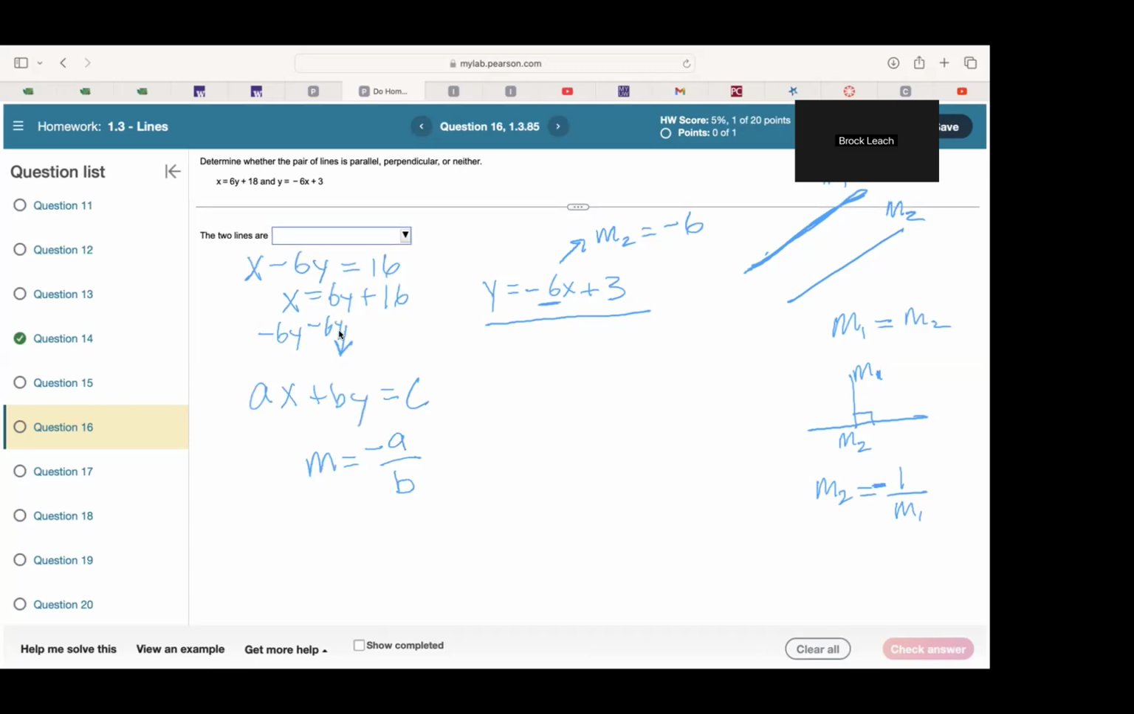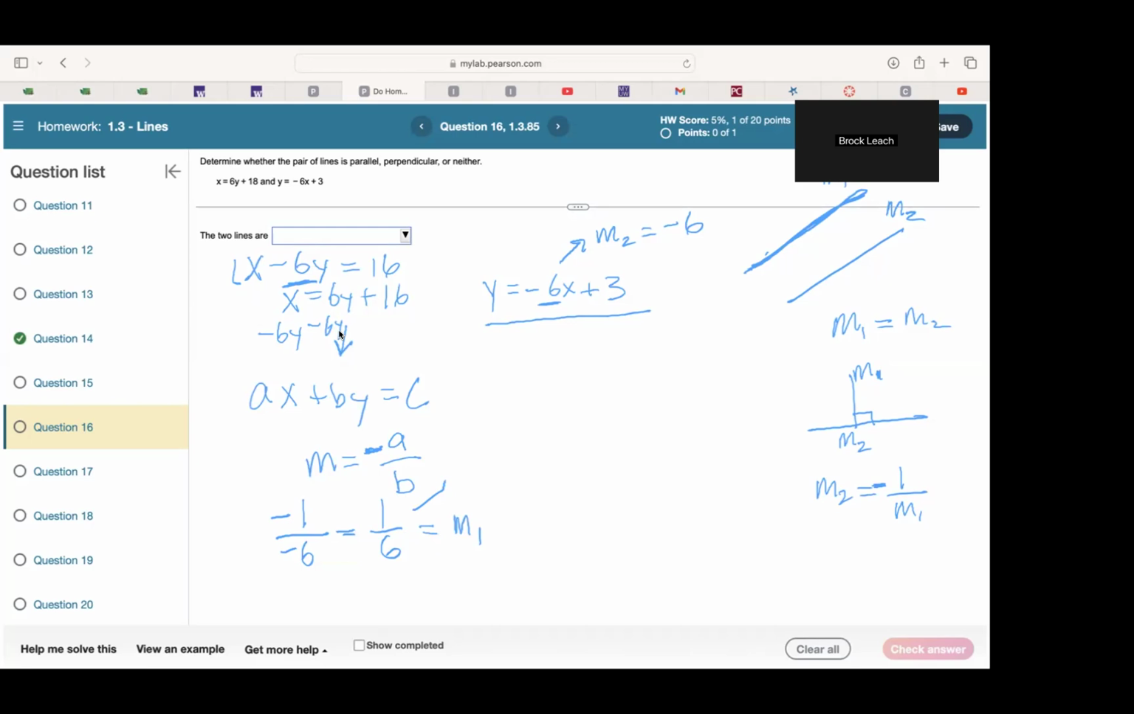And so if I take the opposite of a, that negative here means negate whatever a is. So a is a positive 1. I'm going to take negative 1 over the value of b, so negative 6. That's 1/6. This is my M1. So I have 1/6 and negative 6.